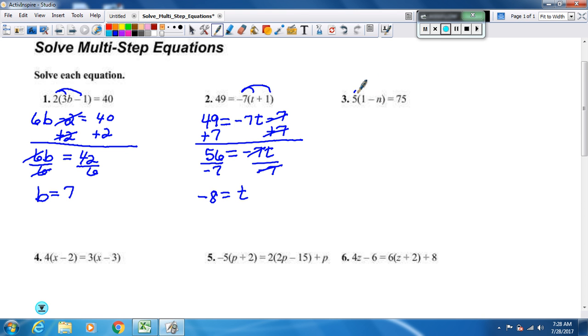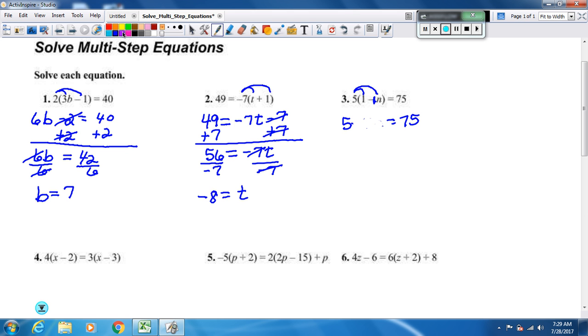The next one, 5 times 1 is 5. Now if there's nothing in front of a variable, it's assumed to be a 1. So this is like 5 times -1, which is -5. And I have the n there, equals 75. Okay, take your finger and cover up your letter and everything stuck to it so you can see what you need to get rid of. Okay, we need to get rid of this 5.